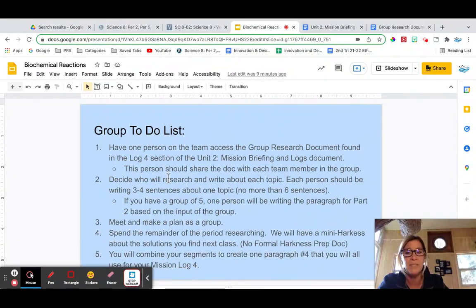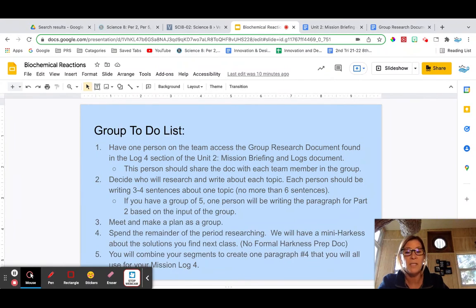Then you're going to decide who's going to research and write about each topic. Remember, 3 to 4 sentences, but no more than 6. And again, if you have 5 people in your group, that 5th person will be working on part 2. You need to meet and make a plan, right? So you can't have one person saying, we're going to build our shelter underground, and the other person's like, we're going to build our shelter like outside and make it out of glass, right? You have to kind of coordinate and collaborate together.